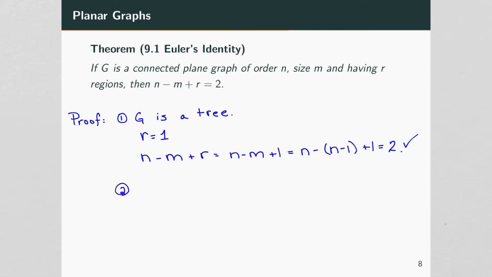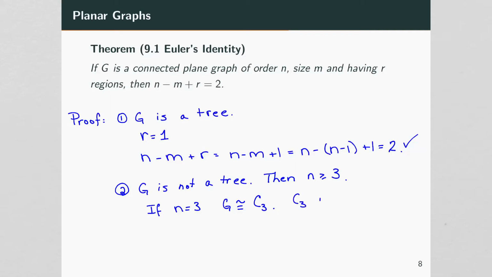Now, if we move on to G not being a tree, well, it's a connected graph and it's not a tree, so we know that n needs to be at least 3. If you're not a tree and you have 3 vertices, there's only one option. If n equals 3, G is just going to be isomorphic to a cycle of length 3. And that's obviously planar. So that's the only option we have.